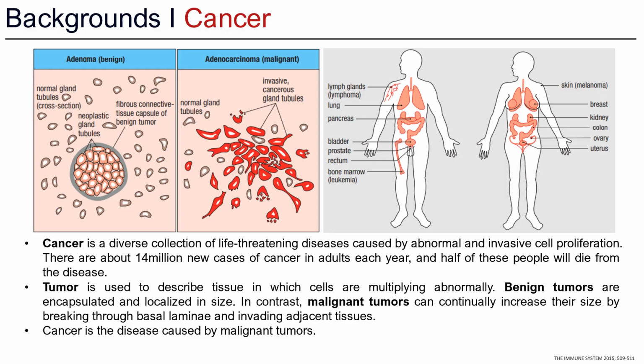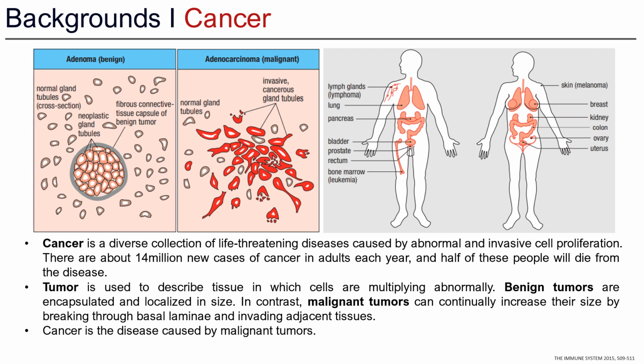Cancer is a diverse collection of life-threatening diseases caused by abnormal and invasive cell proliferation. There are about 40 million new cases of cancer in adults each year, and half of these people will die from the disease. Tumor is used to describe tissue where cells are multiplying abnormally.